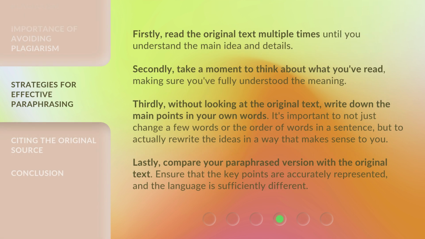Firstly, read the original text multiple times until you understand the main idea and details. Secondly, take a moment to think about what you've read, making sure you've fully understood the meaning. Thirdly, without looking at the original text, write down the main points in your own words. It's important to not just change a few words or the order of words in a sentence, but to actually rewrite the ideas in a way that makes sense to you. Lastly, compare your paraphrased version with the original text. Ensure that the key points are accurately represented, and the language is sufficiently different.